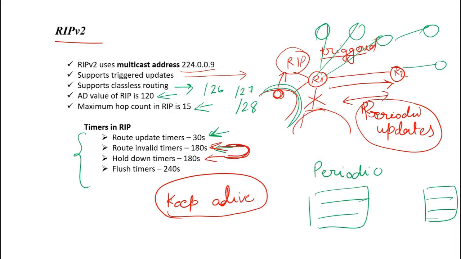It waits for the same time, the hold down timer, 180 seconds, and checks whether it has received something or not. It waits 60 seconds more, and if it does not get anything in those 60 seconds, it flushes out that route. It declares that there is no such route, or that the neighbor has gone down, or that the network switch is faulty or the link is down, something like that.